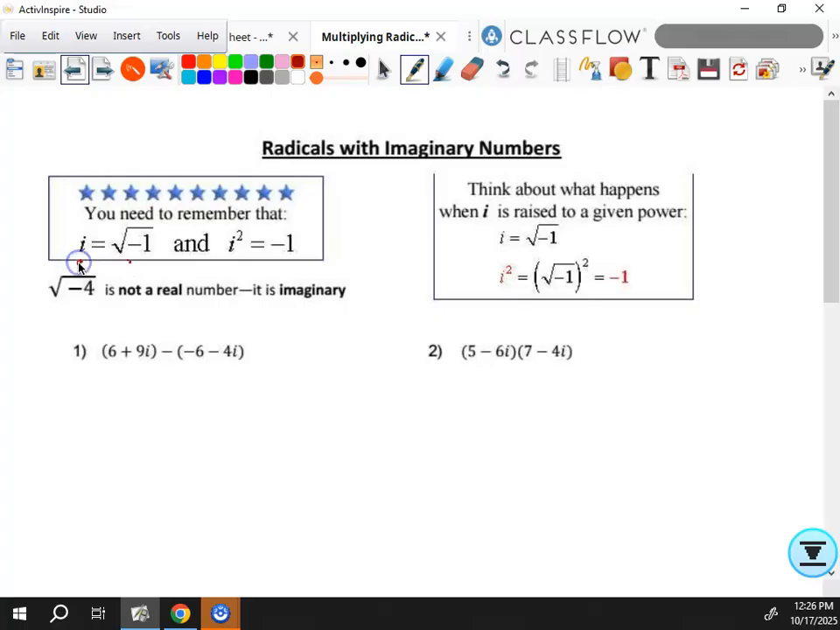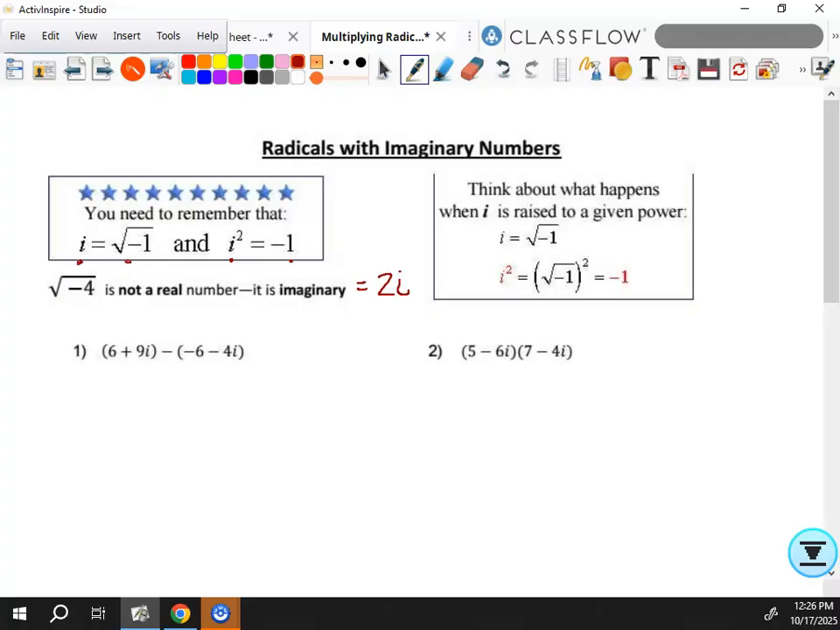But here's a little reminder again that i is the square root of -1. So if I square both sides, that means that i squared is equal to -1. Does that make sense to you? Like, we get that? All right. And then we know that this square root of -4 is not a real number. It's imaginary, and it would equal 2i. Right? Got the imaginary stuff down.